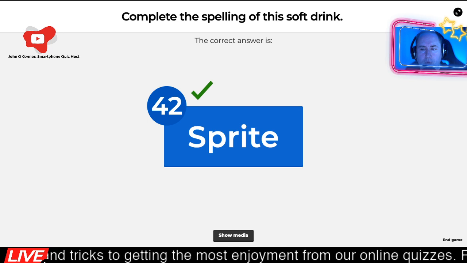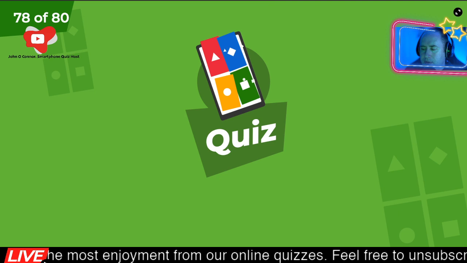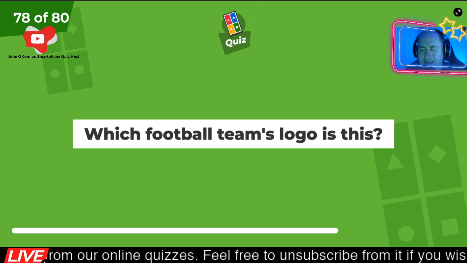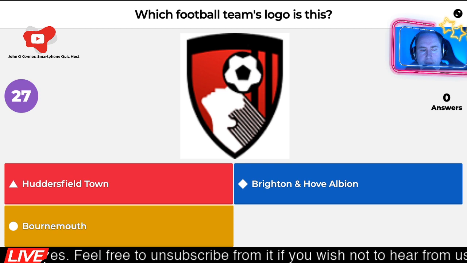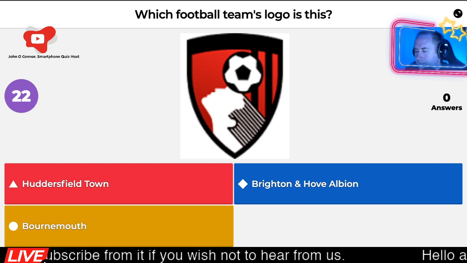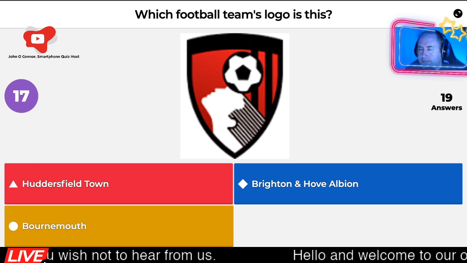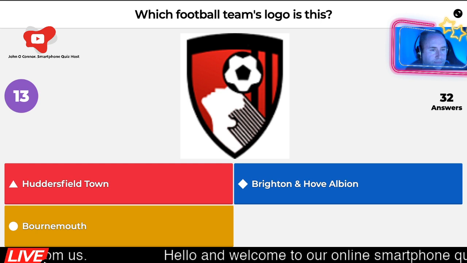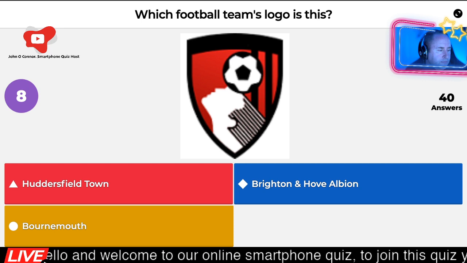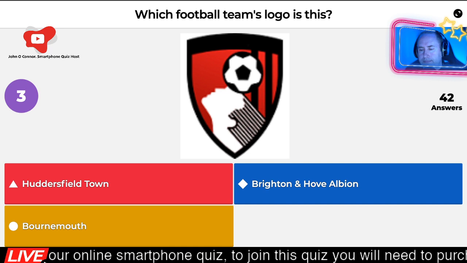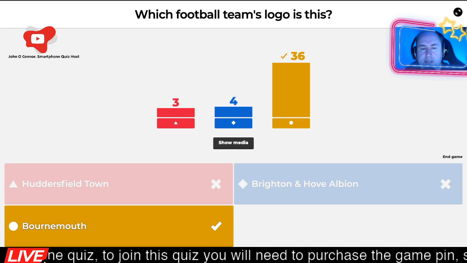Okay, so question 78 now, multiple choice. Picture question with it. Which football team's logo is this? Huddersfield Town, Brighton and Hove Albion, or Bournemouth? Thirty-six correct answers with Bournemouth is correct. Top 5 answered it correctly.